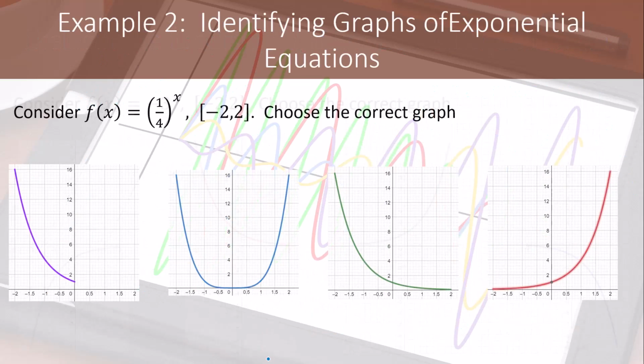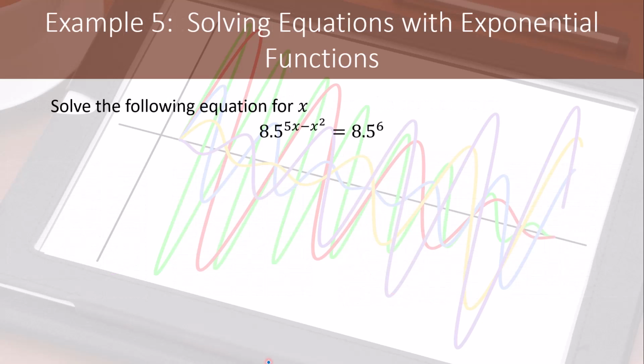So based on the fact that the exponential function is indeed a one-to-one function, if this is true, then it follows that 5x minus x squared is equal to 6. So we just need to solve this equation. Unfortunately, we have a quadratic, but it may not be that bad. Let's move all this stuff over here. If we do, we will have that 0 is equal to x squared minus 5x plus 6.